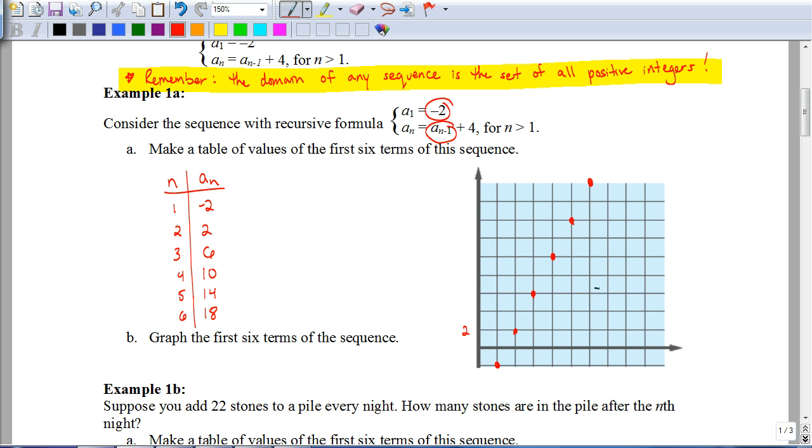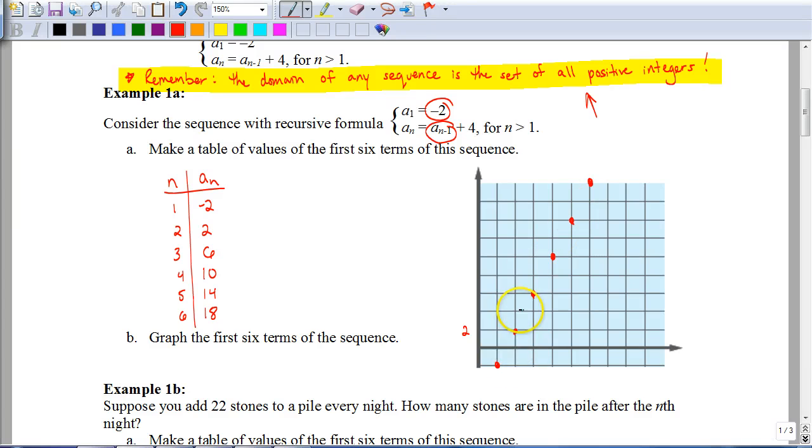Now I know we're in the habit, ever since preschool, we're taught to connect the dots, but we are not going to connect the dots here. Again, the reason why is because of what we set up here. The domain is going to be just a set of all positive integers. There are no decimals in here.